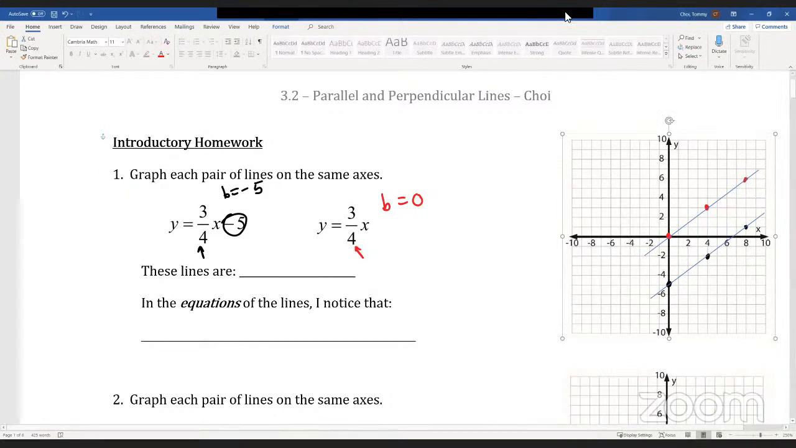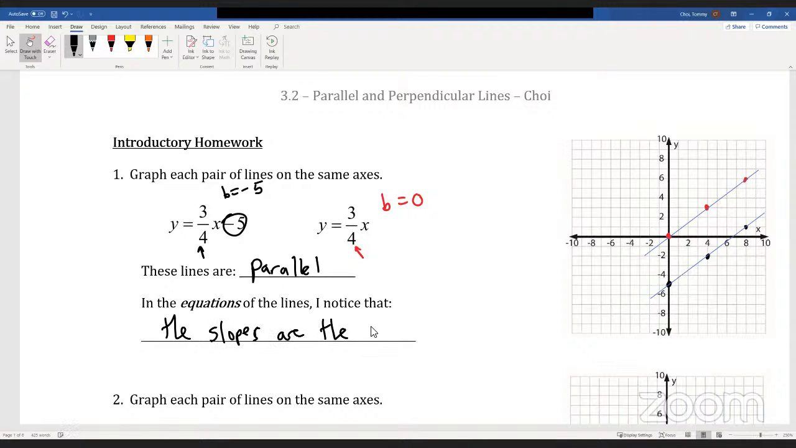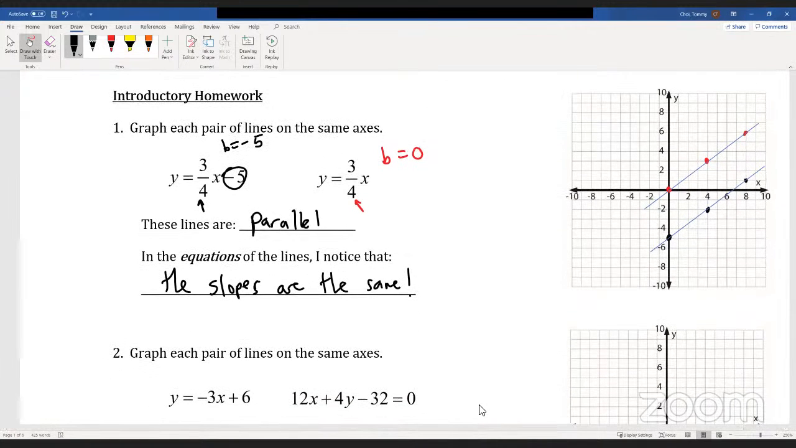And can someone type in chat for me? What are these lines? What did you write in the blank? Yes, parallel. Okay, and in the equations of the lines, very good, Ali and Mersel, we notice that the slopes are the same. So you'll notice these two lines are parallel, the slopes are the same. That's the main important part we want to get here.